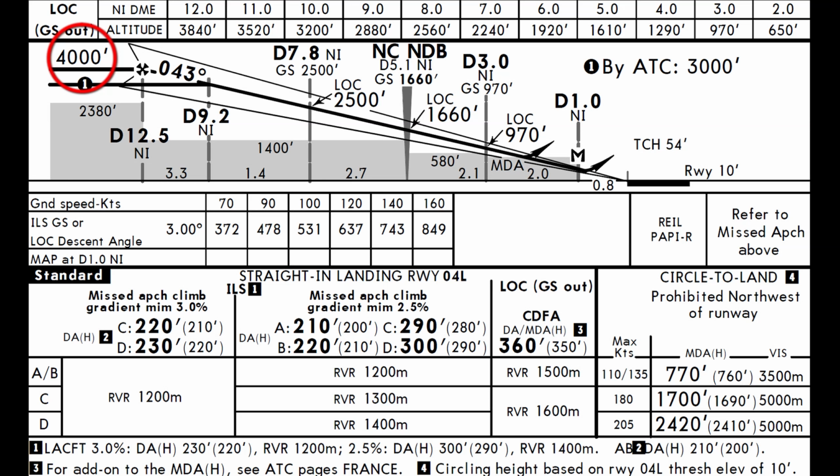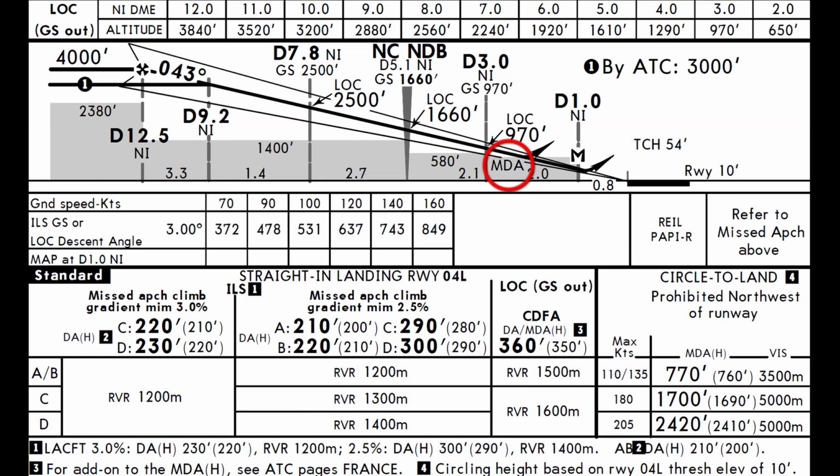The glide slope is approached at 4,000 feet. This point is the final approach point. Descent starts 0.3 nautical miles before the FAP. The localizer course is 043 degrees. Heights at specified localizer distances are indicated on the glide slope. For example, height at the NC-NDB 5.1 miles from the localizer is 1,660 feet. The smaller numbers indicate distance between the reference points.